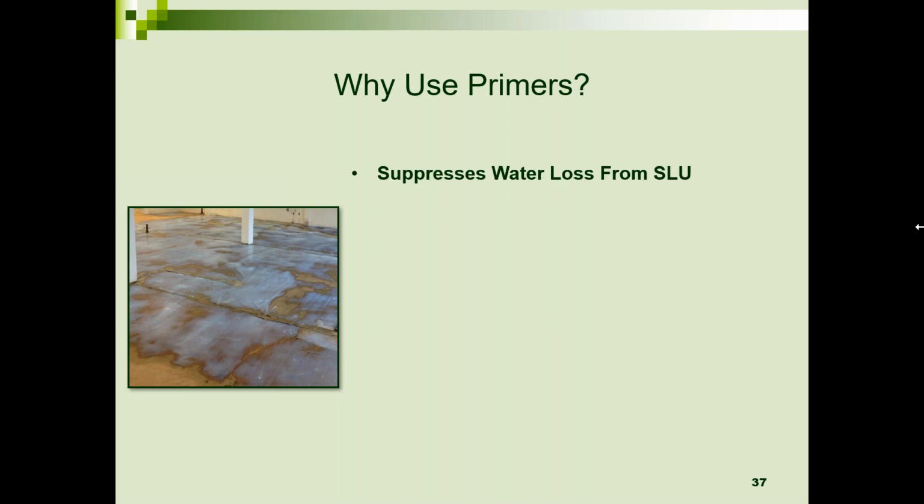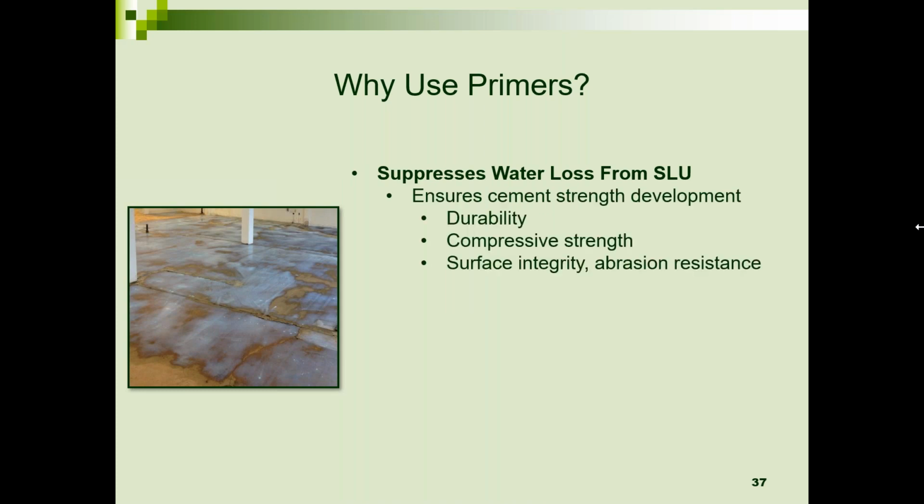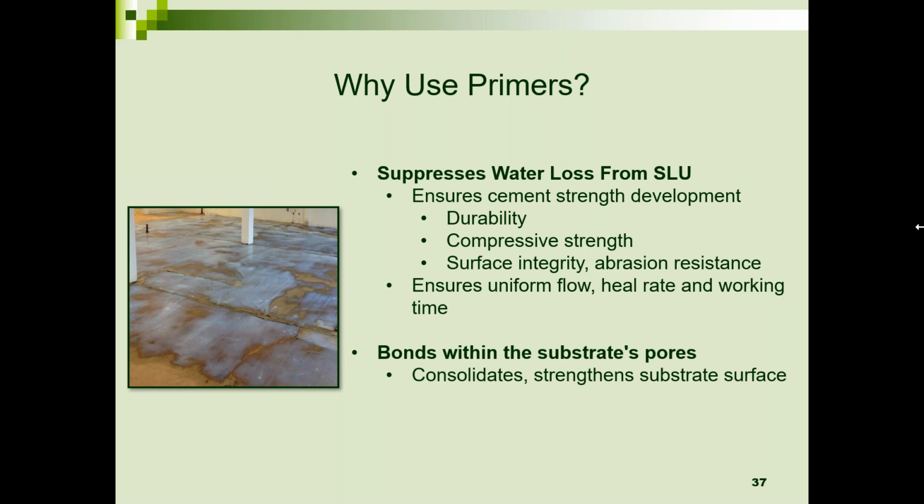If the primer is properly applied, the substrate doesn't suck moisture out of the underlayment product. If the underlayment is drying out because the substrate is so absorbent, you affect the durability of the underlayment, the compressive strength, and surface integrity. So you're going to have a weakened underlayment if the surface is not properly primed. If the substrate is sucking moisture out of the underlayment, you affect the flow rate, heal rate, and working time in the product. Again, it may lead to defects in the surface of the underlayment once you walk away.